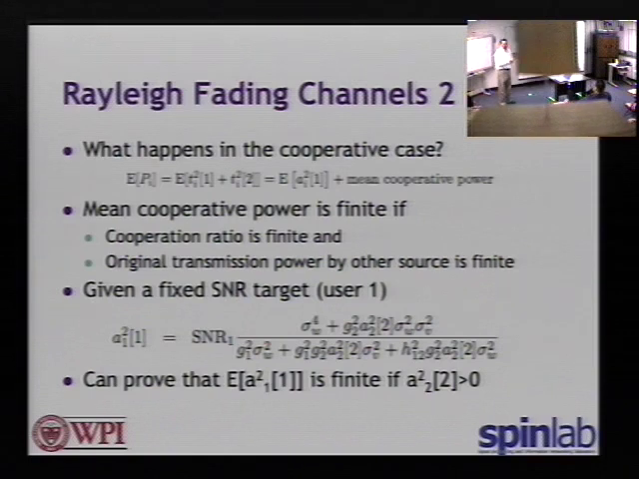I can't give you the exact value the expectation comes out to. I'll just have to show you some simulation results. But the expectation, I can prove that it's bounded. Do you assume that H12 is also a relay? Yes, everything is a relay.